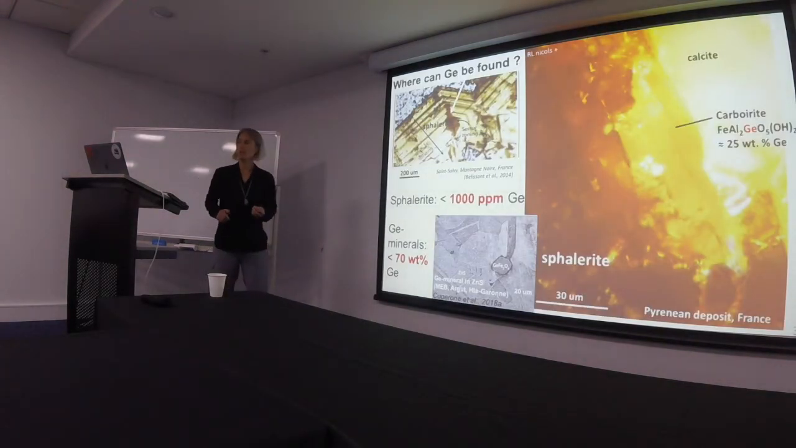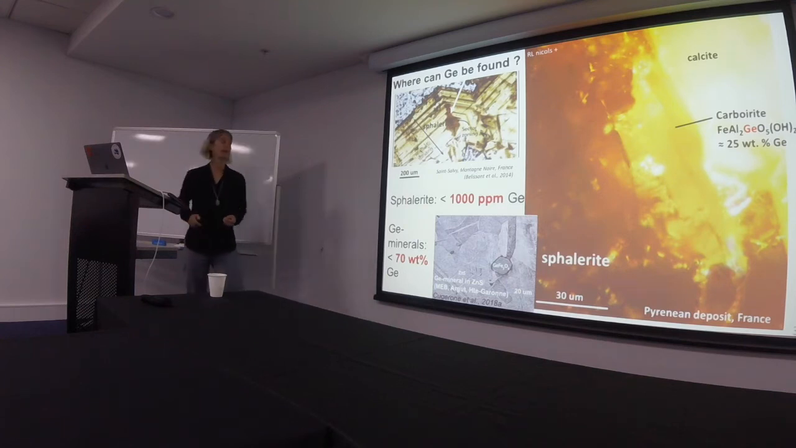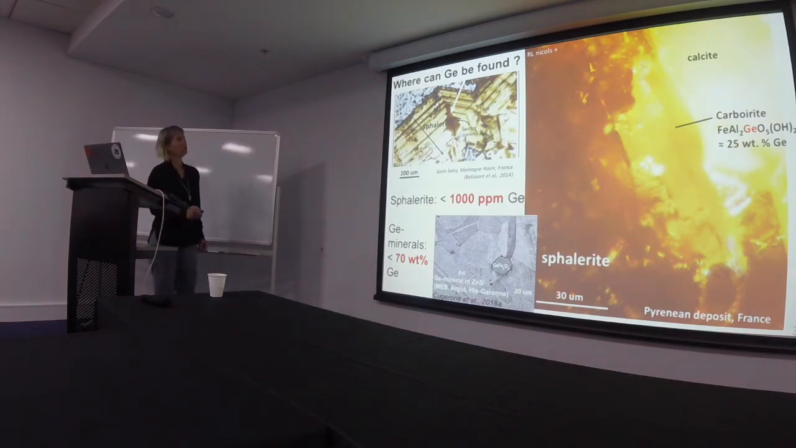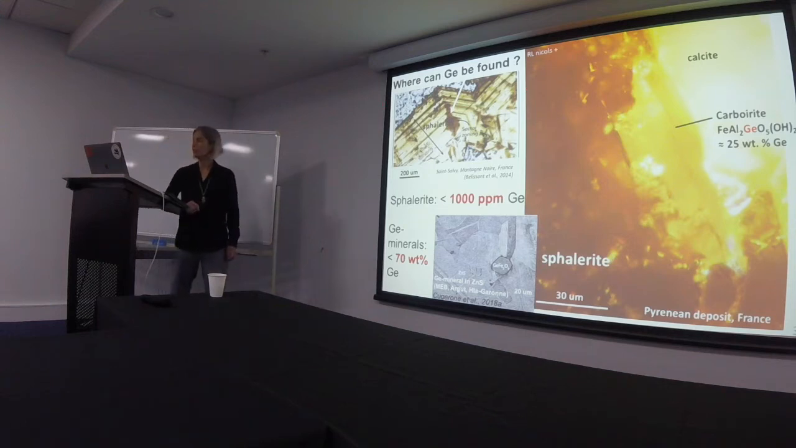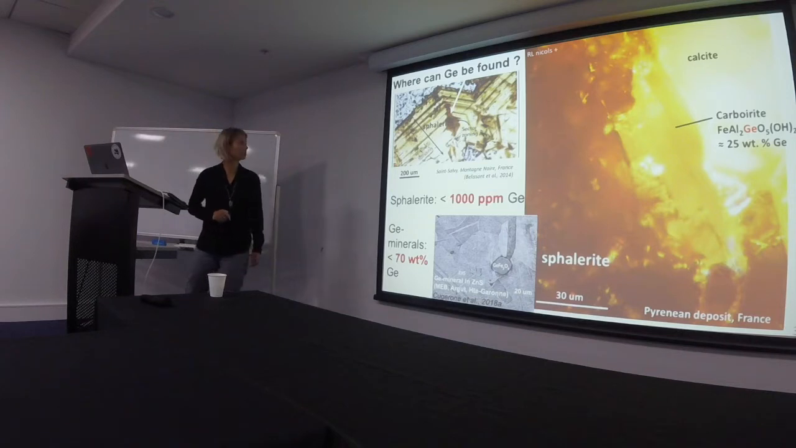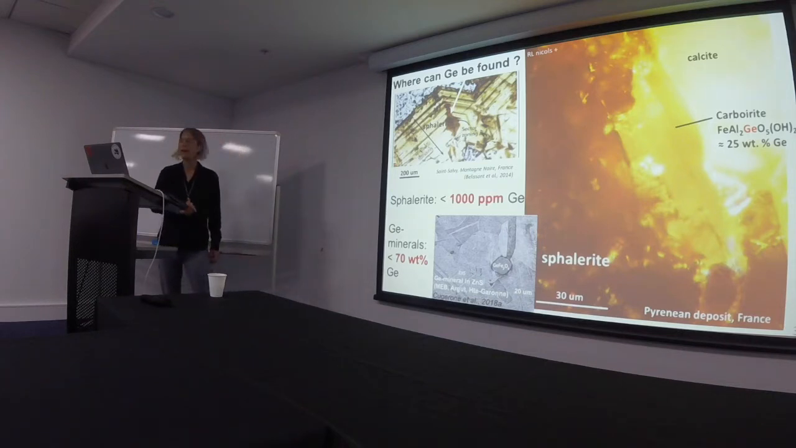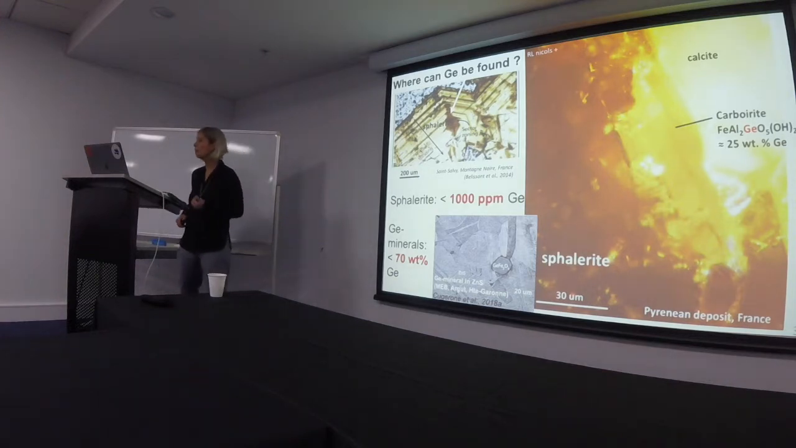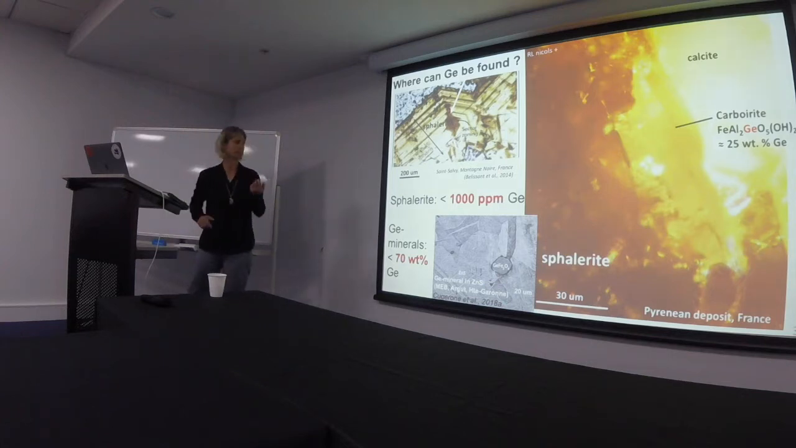From a mineralogical point of view, where can we find germanium? It is mostly exploited nowadays in concentrations of about 1,000 ppm in zinc sulfide, which is sphalerite. So it is localized in the crystal lattice of sphalerite and has this kind of concentration of 1,000 ppm. It has to be extracted by heavy hydrometallurgical and pyrometallurgical means.